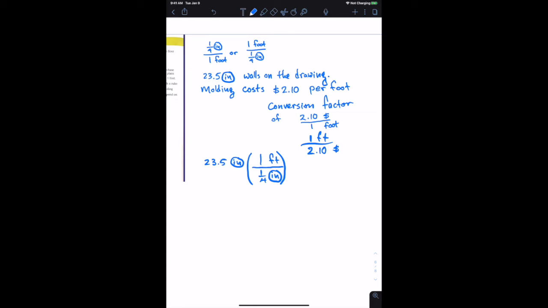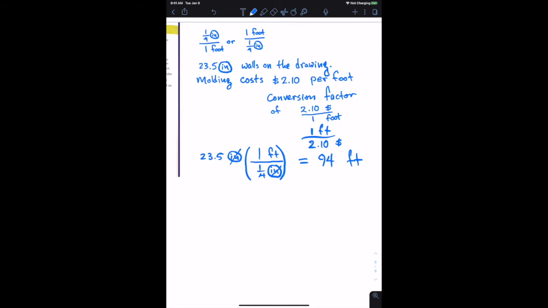So let's just go ahead and do that. We're going to figure out what that is. The inches cancel because there's an inch high and an inch low, and they cancel, and we're going to end up with how many feet we actually have. So if I take 23.5 and I divide it by 1/4, I get 94 feet. So that's 94 real feet of wall that he wants to put molding, and molding costs $2.10 per foot.